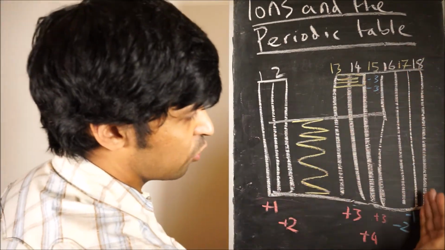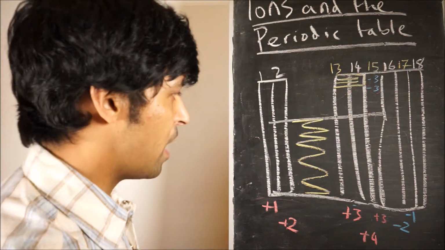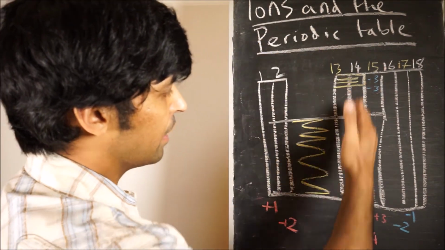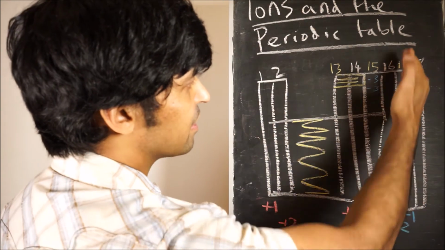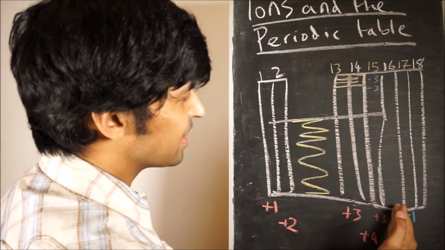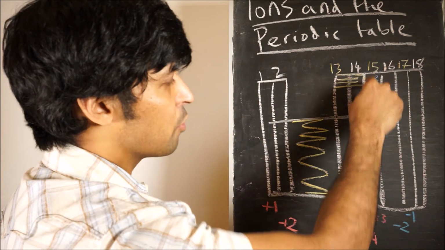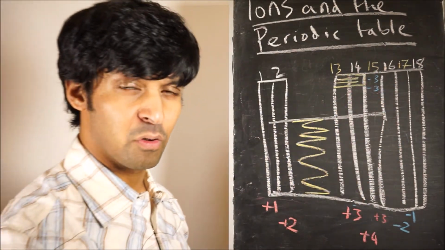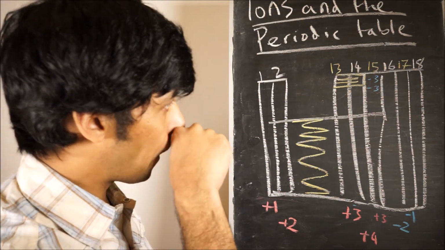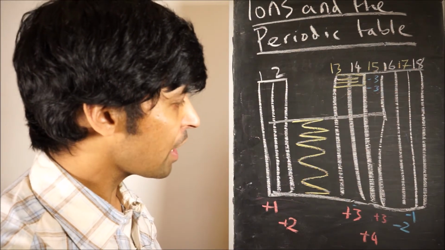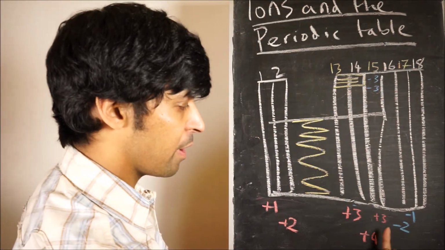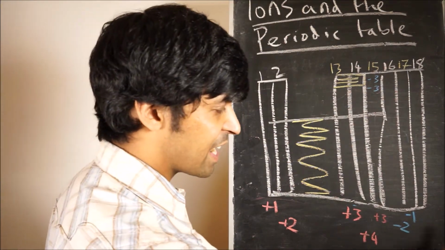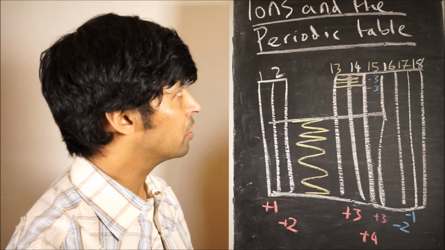So these, group 18, they don't form ions. All of these are +1, +2, +3, +4. These are -1, -2. And these could be +3 or -3 in group 15, depending on where they are. And of course, remember, the positive charges are called cations, and the negative charges are called anions.